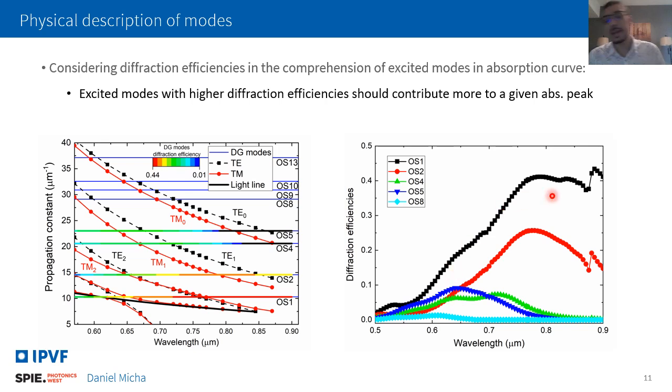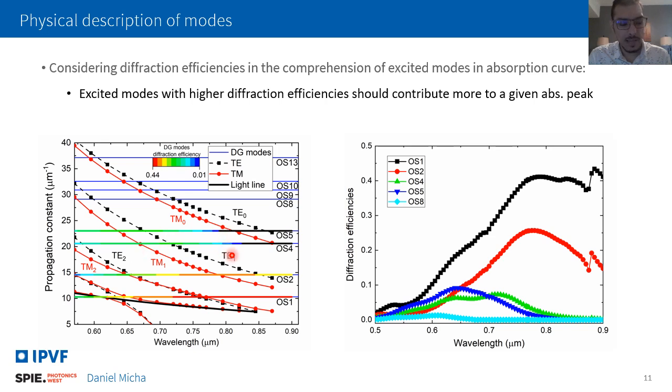We can see that they have a wavelength dependency, and this information is important to understand not only which excited guided mode exists in our structure, but also the strengths of the coupling between the grating modes and the propagation constants in our structure. On the left, what we did was to update that plot with this new information, which is the diffraction efficiencies of the different optical states.